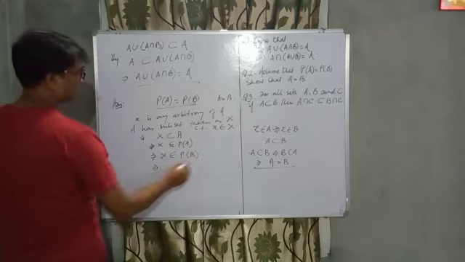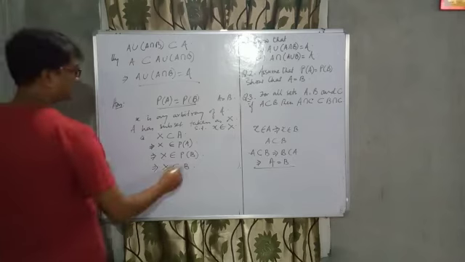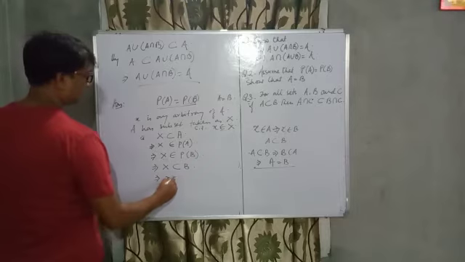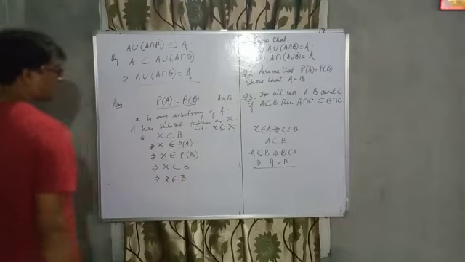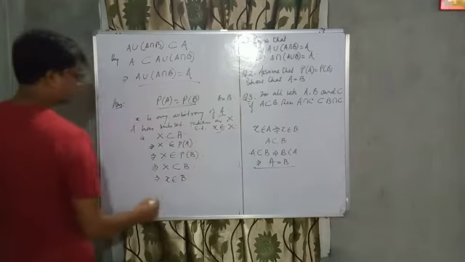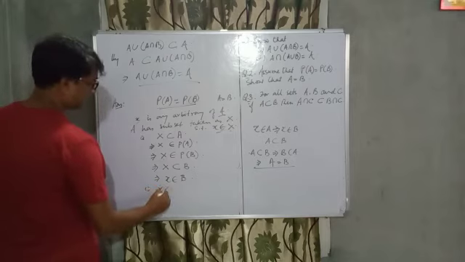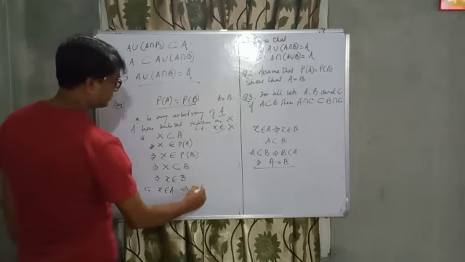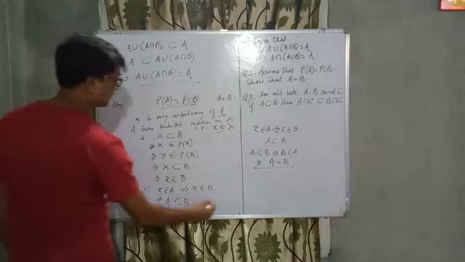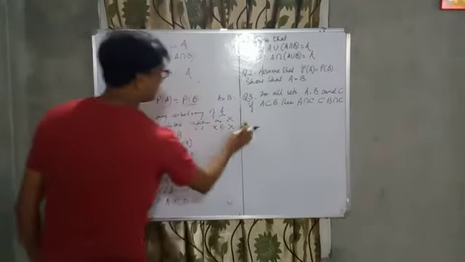So if {x} belongs to P(B), that means {x} is a subset of B. If {x} is a subset of B, then x belongs to B. So x belongs to A, and then x belongs to B. That is what you can say? As x belongs to A, it implies x belongs to B. So A is the subset of B. This is number 1.